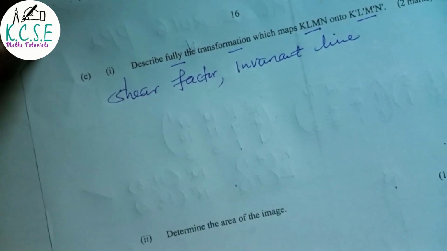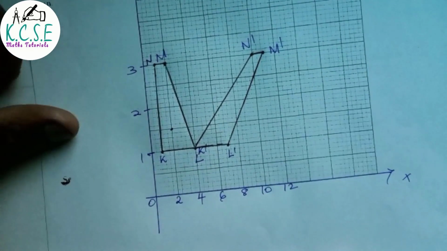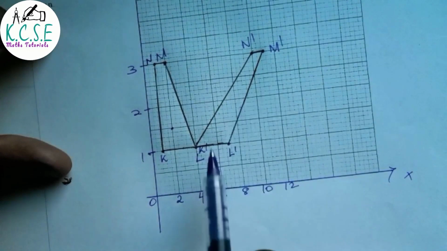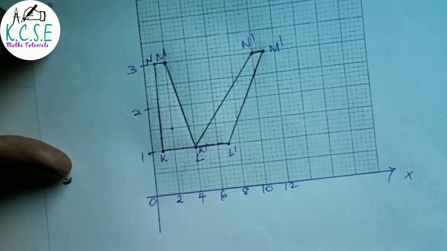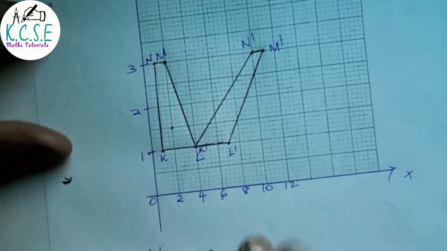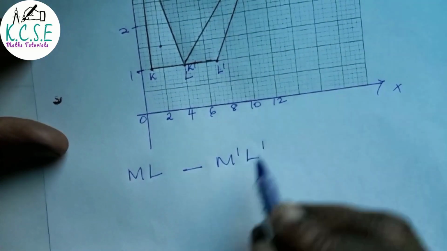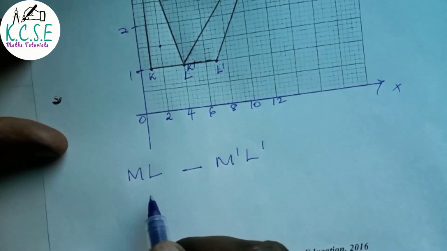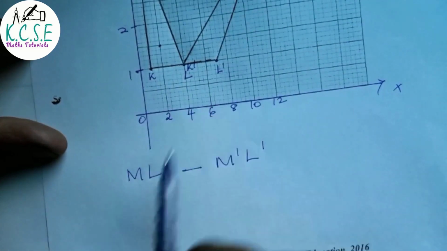How do you identify the invariant line? Now, to identify the invariant line, I'll show you something here. Just pick two lines, that is the object line and the image line. I will pick ML, there's the object line, and I'll join it to M prime, L prime, and I'll pick another one, choose any, especially the ones that are not on this line, KL prime.